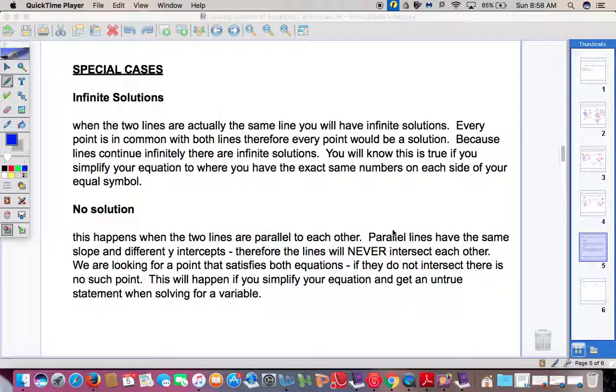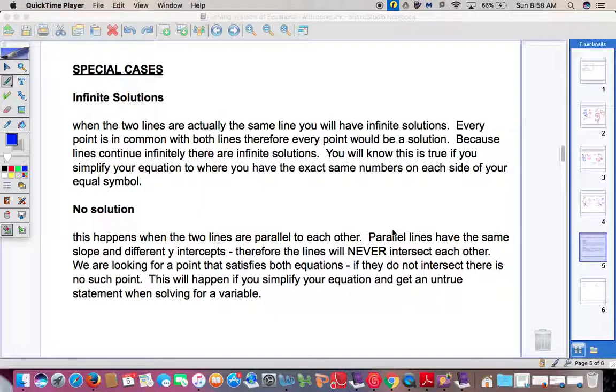Infinite solutions occur when the two lines are actually the same line. If the two lines are actually the same line, you're going to have infinite solutions because every point would be in common with both lines. Therefore, every single point would be a solution. And because lines continue infinitely, there would be infinite solutions.